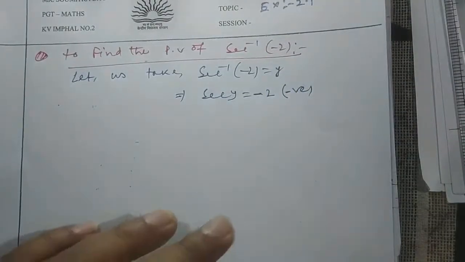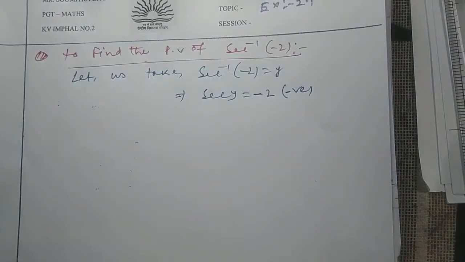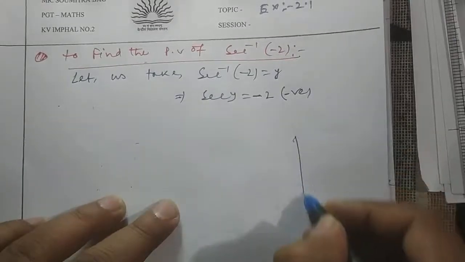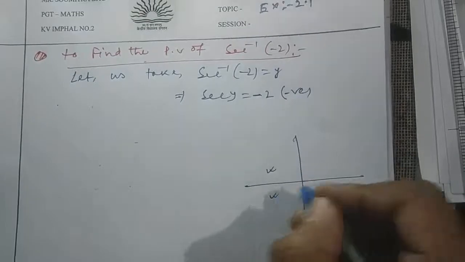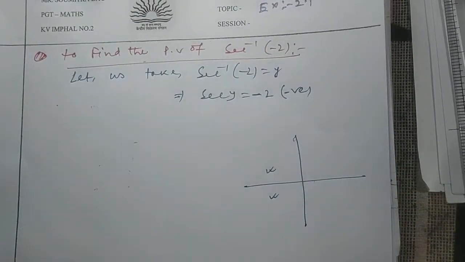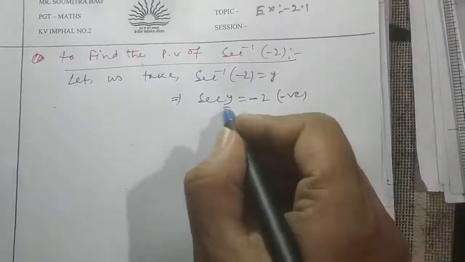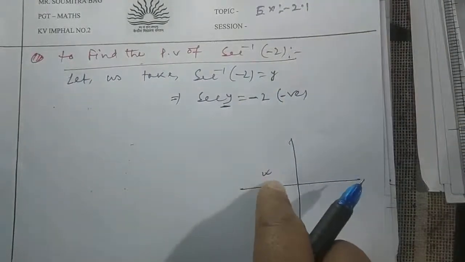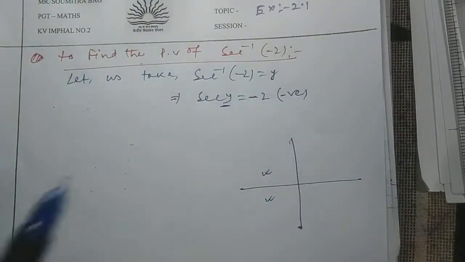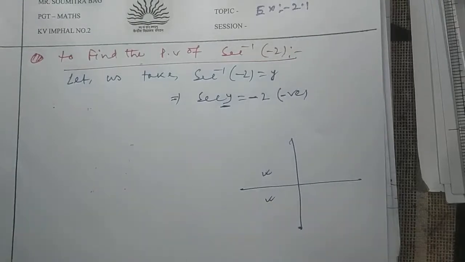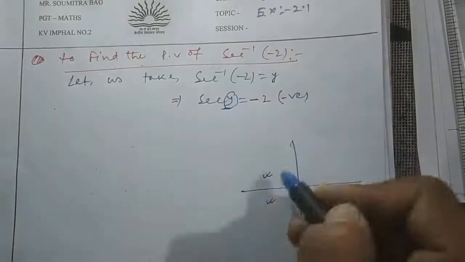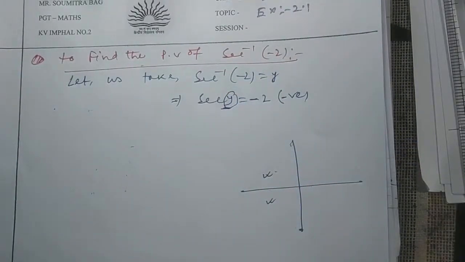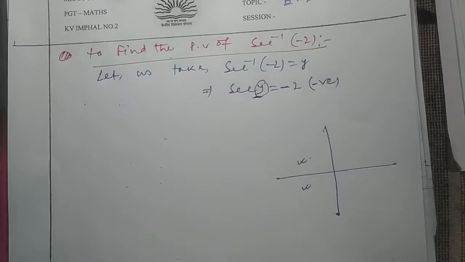Now tell me in which quadrant sec is negative. Let's try to remember class 11. We know from class 11 that in the second and third quadrants sec is negative. So it is confirmed here the angle y may be lying in the second quadrant or in the third quadrant. Understood?